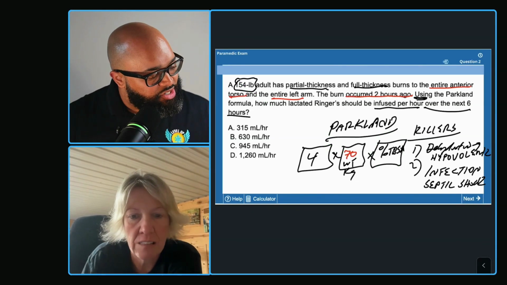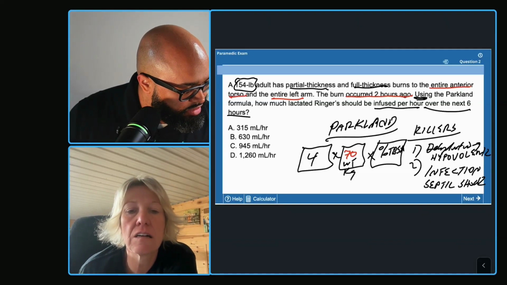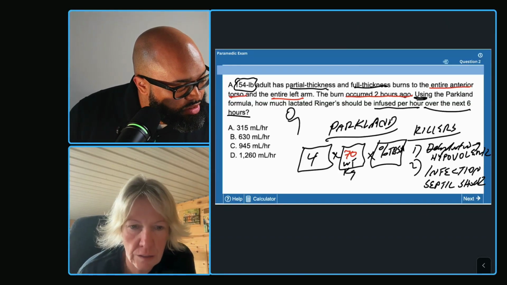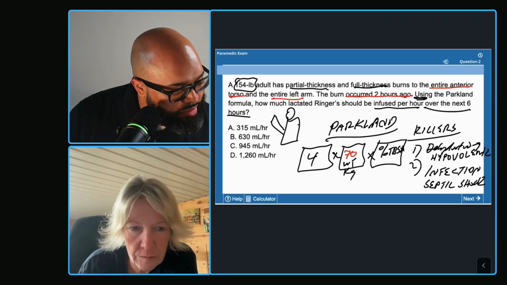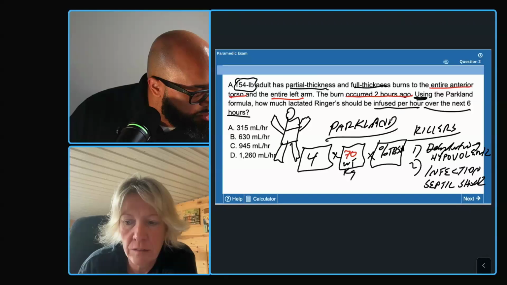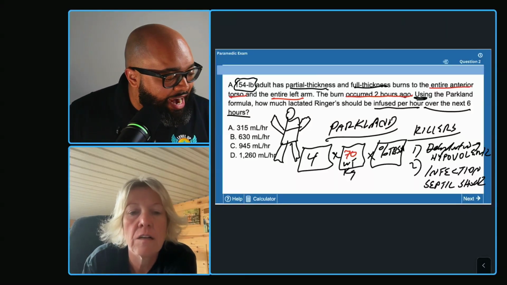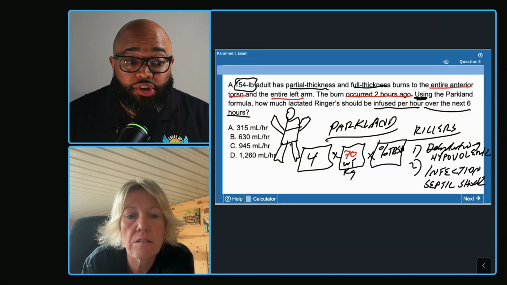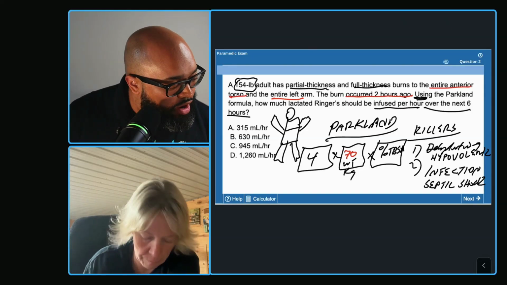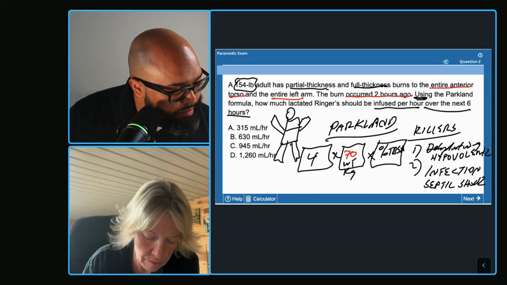So, what is this patient's burn percentage? This is an adult or a kid? Adult. This is an adult. Okay, so let's figure out this patient's burn. Okay, so where's his burn? He has an entire anterior torso. So torso, that's going to be consisting of the chest whole and the abdomen. So that whole thing is how much?